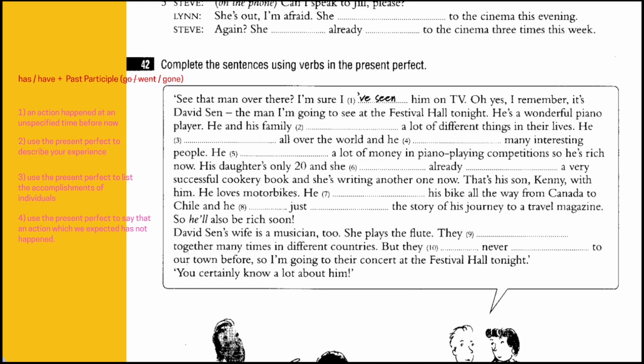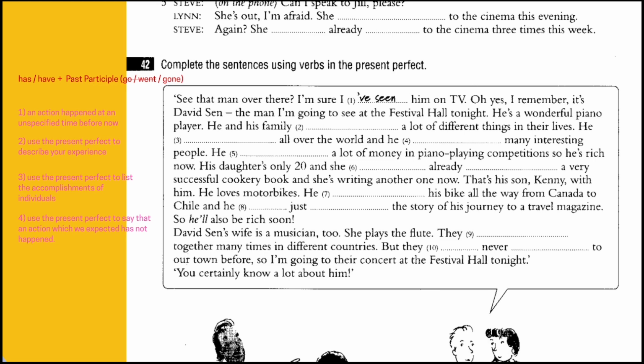To apply present perfect to a verb, you can either have has or have plus a past participle. And there are four situations that we have to apply present perfect. Number one, an action happened at an unspecific time before now. Number two, use the present perfect to describe your experience. And number three, use the present perfect to list the accomplishment of individuals. That means what you have just done. Number four, use the present perfect to say that an action which we expect has not happened.